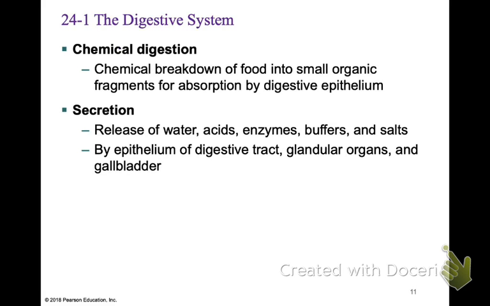Chemical digestion occurs when the food is actually broken down into smaller molecules. This is mostly going to be due to enzymes, but also the acid in the stomach can break things down. Secretion, of course, you're secreting digestive fluids, which includes not just the enzymes and acids, but buffers and salts.